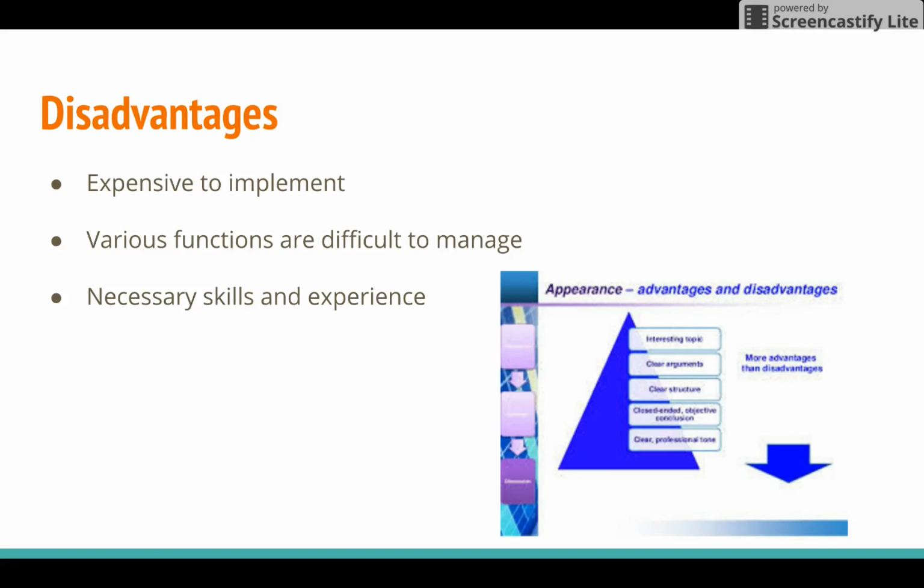Some different disadvantages is that a process like this, because it requires so much work, is very expensive to implement. There's also various functions that are difficult to manage because you have so many moving pieces. It requires managers to be on top of their game and very informed about the different processes. Also, there are necessary skills and experiences that are important to have for those managers and also those people working within those processes to ensure that the process is being implemented correctly.